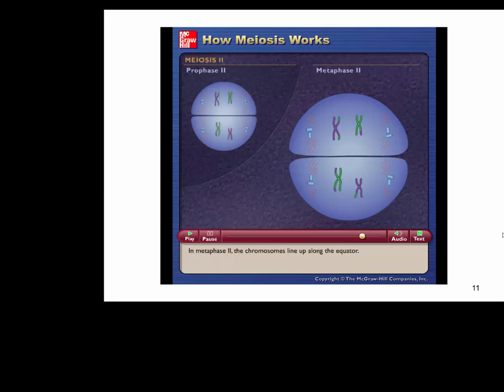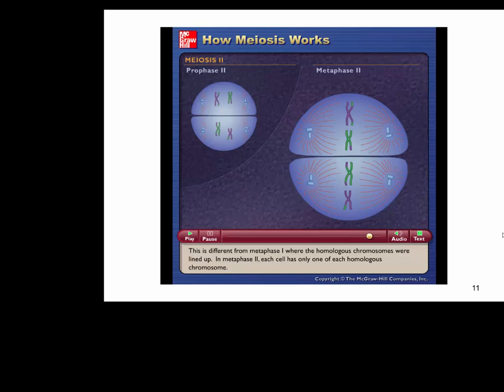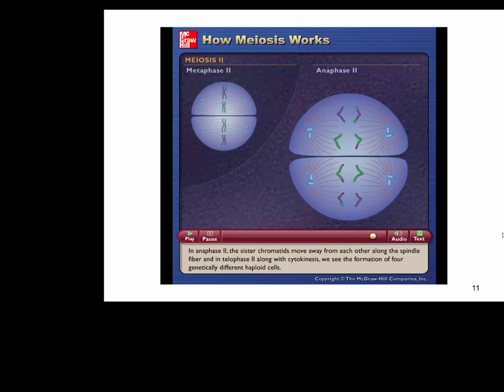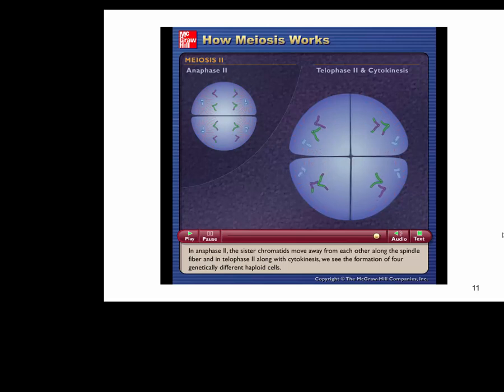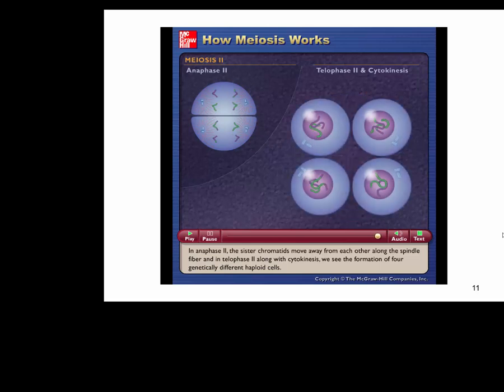In metaphase II, the chromosomes line up along the equator. This is different from metaphase I, where the homologous chromosomes were lined up. In metaphase II, each cell has only one of each homologous chromosome. In anaphase II, the sister chromatids move away from each other along the spindle fiber, and in telophase II, along with cytokinesis, we see the formation of four genetically different haploid cells.